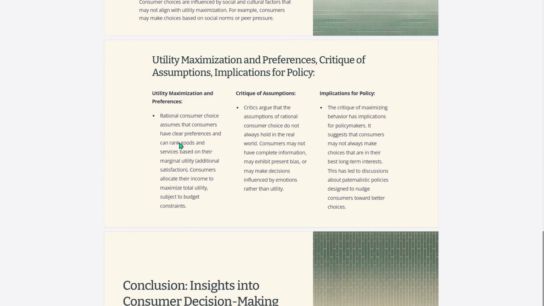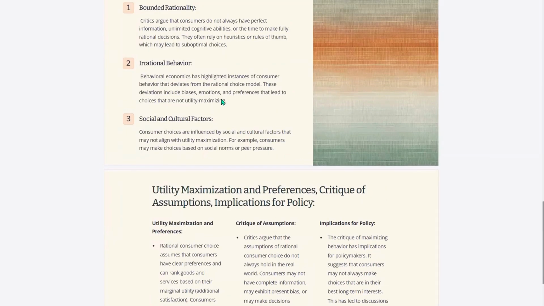Yes. But what do critics say? This doesn't happen in real life, it only looks good in the book. Critics argue that the assumptions of rational consumer choice do not always hold in the real world. Consumers may not have complete information, they may exhibit present bias, and they may make decisions influenced by emotions rather than utility. So this is the crux of what we read above.